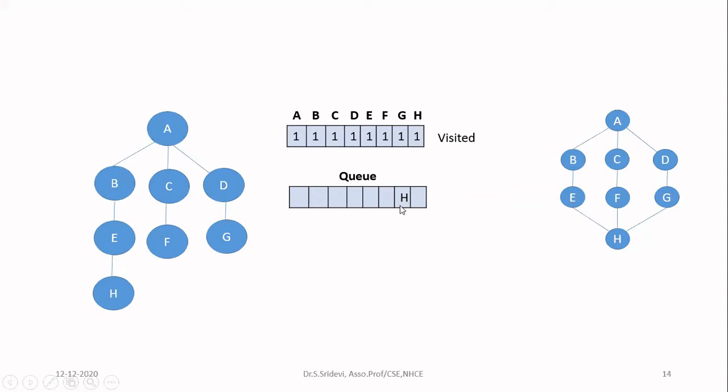Next, take H. H is having now 3 neighbors, okay? And you have already explored all the neighbors of H, so you cannot proceed further. So remove that also from the queue. Now your queue is empty. When your queue is empty, it means that whichever node is reachable from the source node, you have visited all the nodes. So your algorithm is over. So this is your final search output.